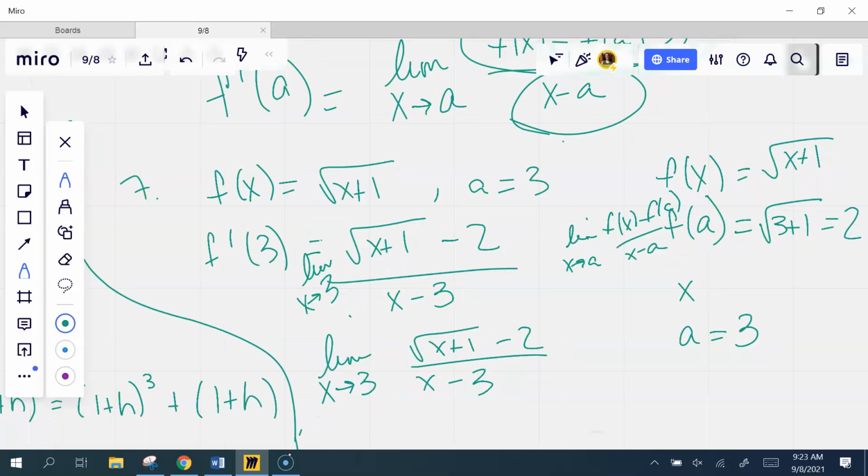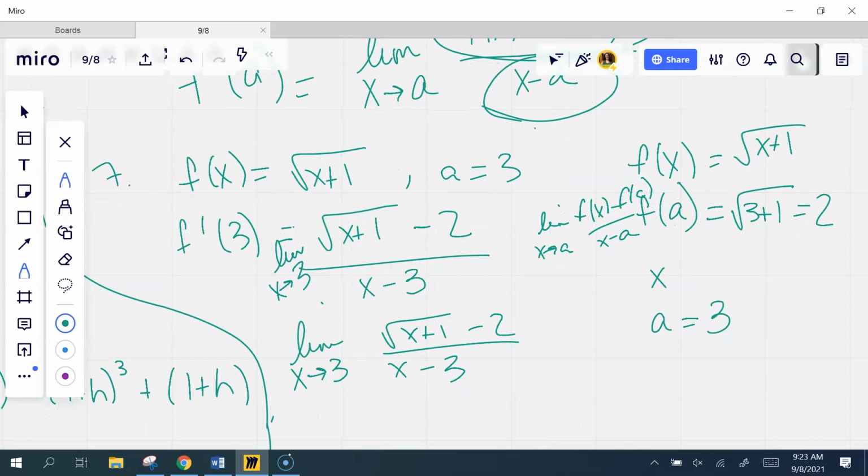F of a would be 2. So we were down to a equals 3. So it would be the square root of x plus 1 minus 2. It's f of x minus f of a, so you have to plug a into f of x. And a is 3. So the square root of 3 plus 1. In the problem it has it written down as f of a.